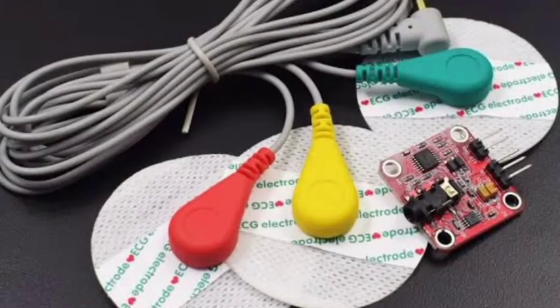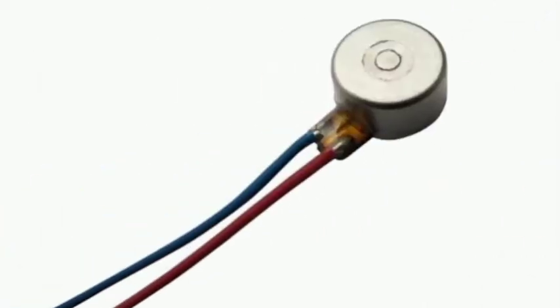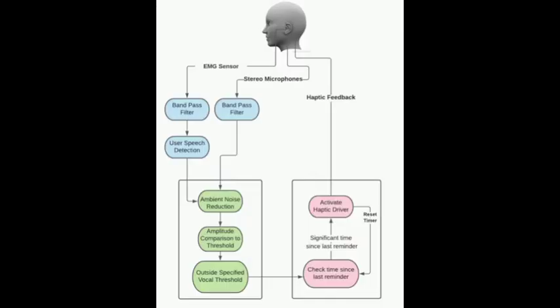speech function. So we have designed a device which includes an EMG sensor, a stereo microphone and a haptic motor. First the sensor will start working as it detects the throat muscle movement, and then it will activate the microphone, which will start recording.